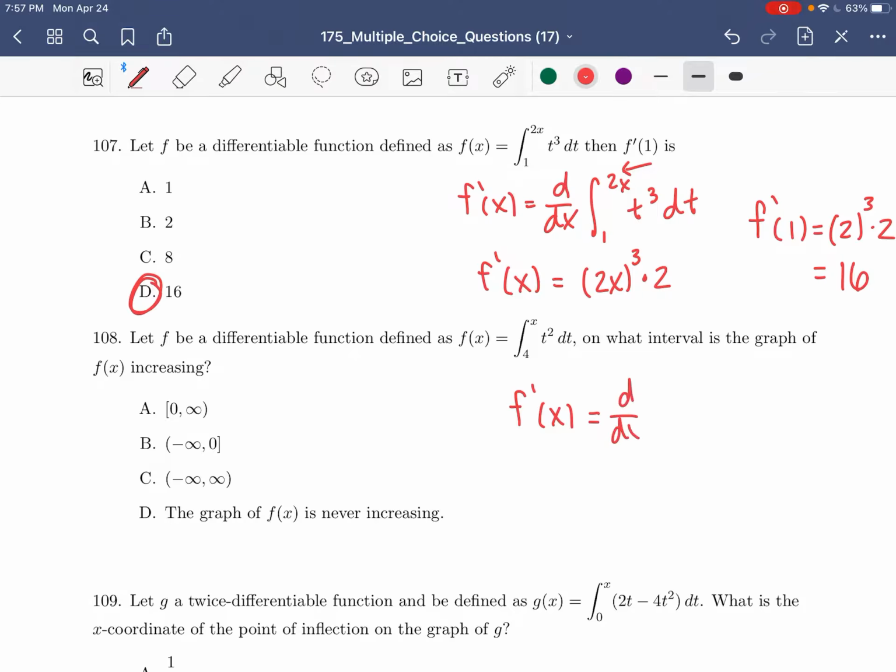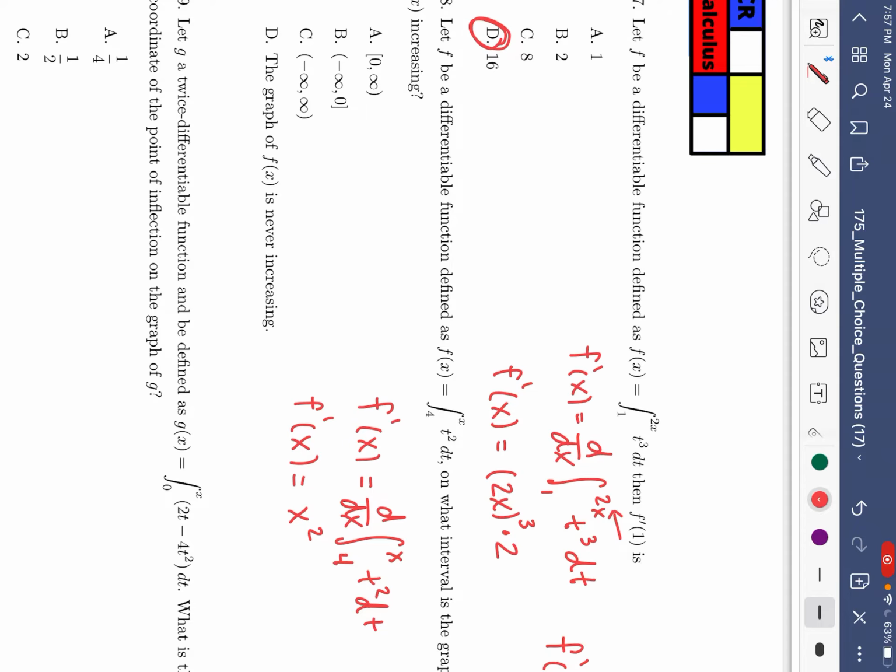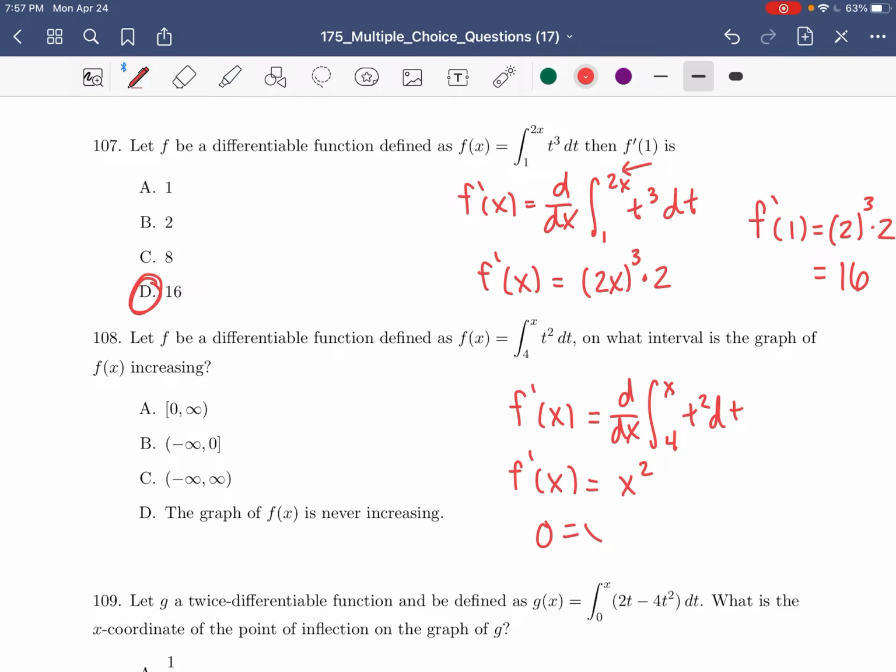So f of x is going to equal the derivative of our integral. So basically f prime of x is just going to equal x squared. So if I set that equal to 0, obviously the only value to make that zero would be 0. Set up a sign chart here, so f prime, f. And then we'll just plug it into the derivative.